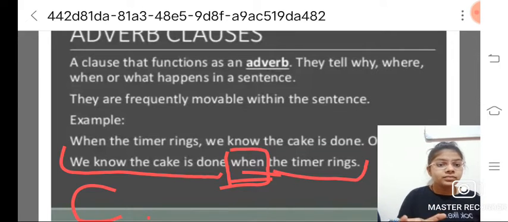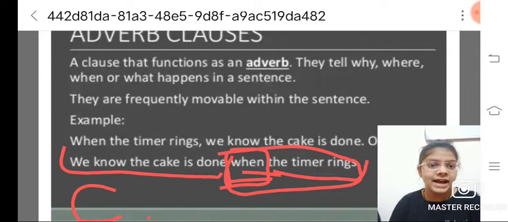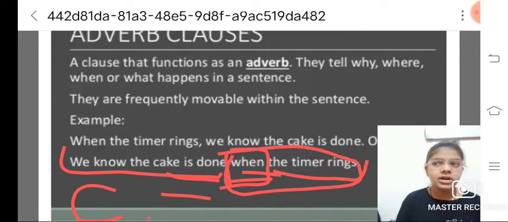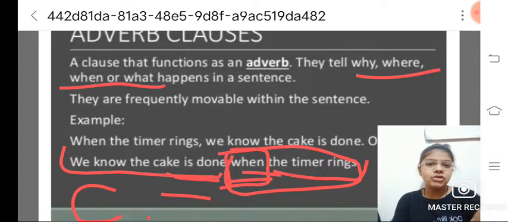So here, this "when the timer rings," this complete clause gives you an idea about the activity of the cake being done, right? So in this way you can identify adverb clauses. Simply, you have to notice that in any of the sentences where words like why, where, when, what are used to function as an adverb, it is an adverb clause. Okay, so that's pretty easy.